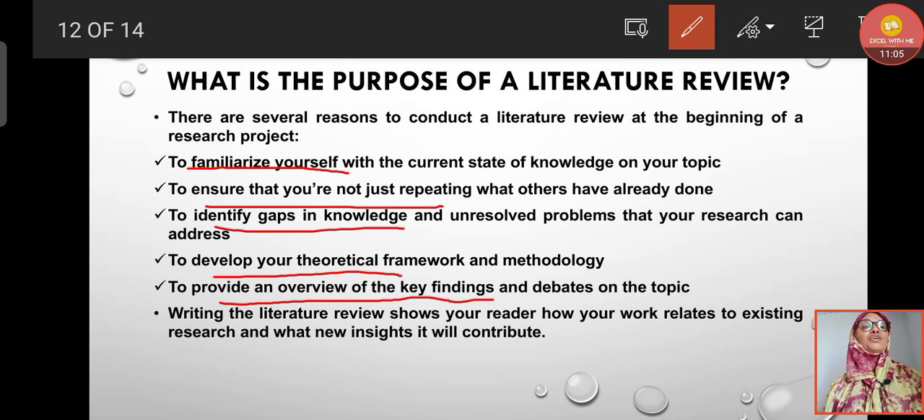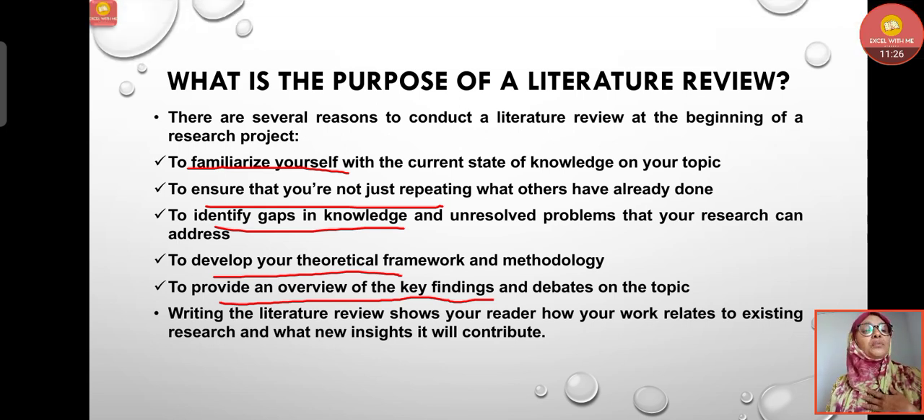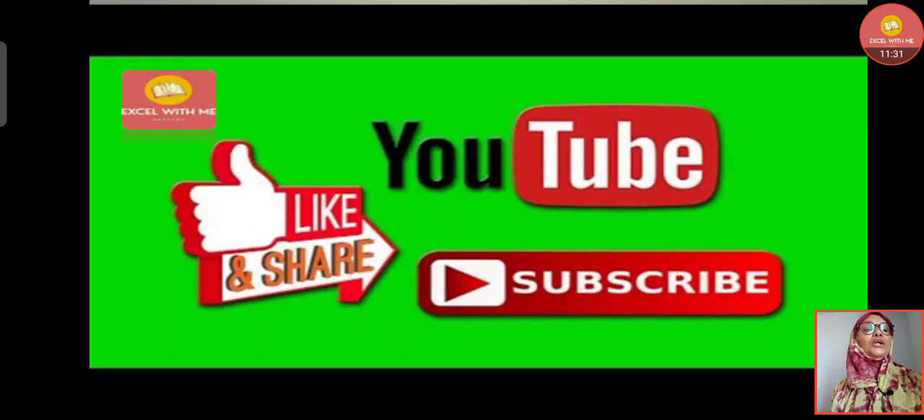Writing the literature review shows your reader how your work relates to existing research and what new insights it will contribute. For that only we have to do the research very creatively and uniquely, to attract the readers here. Our article, or our research, should be useful to others; only then is there any meaning to our research.